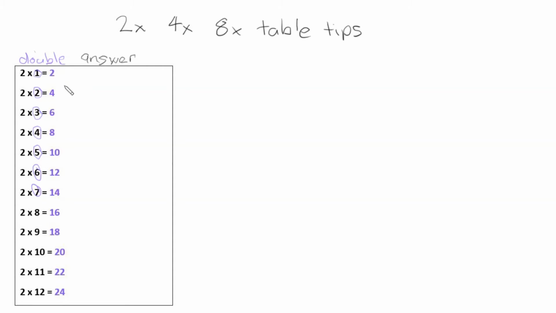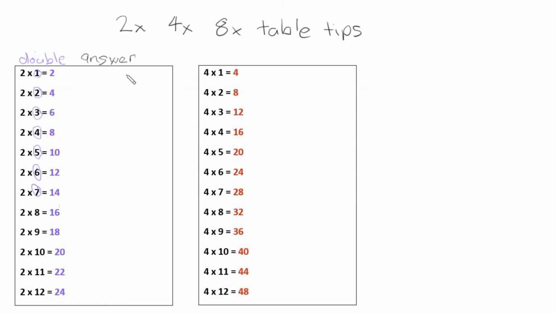Oh, one other thing. What do you notice about the answers? Yeah, they're all even numbers. So if it ends in a 0 or ends in an even number, like they do here, then it's an even number. So let's have a look at the 4 times table trick.